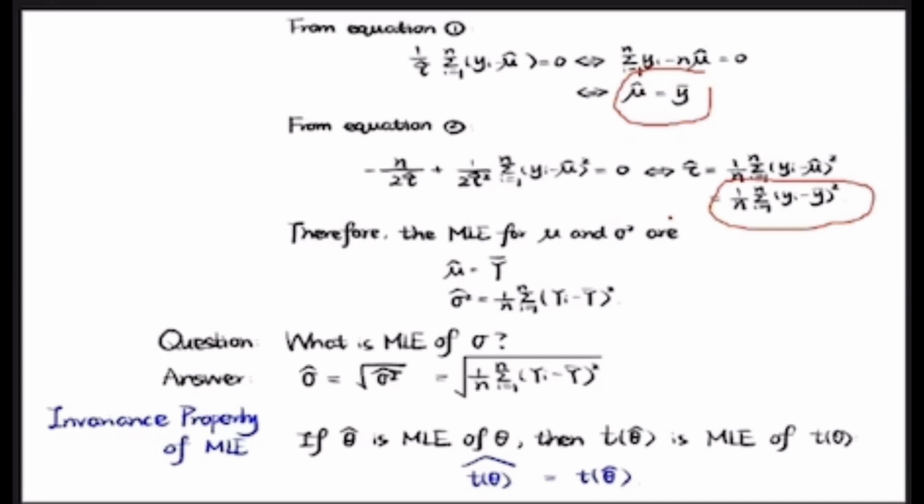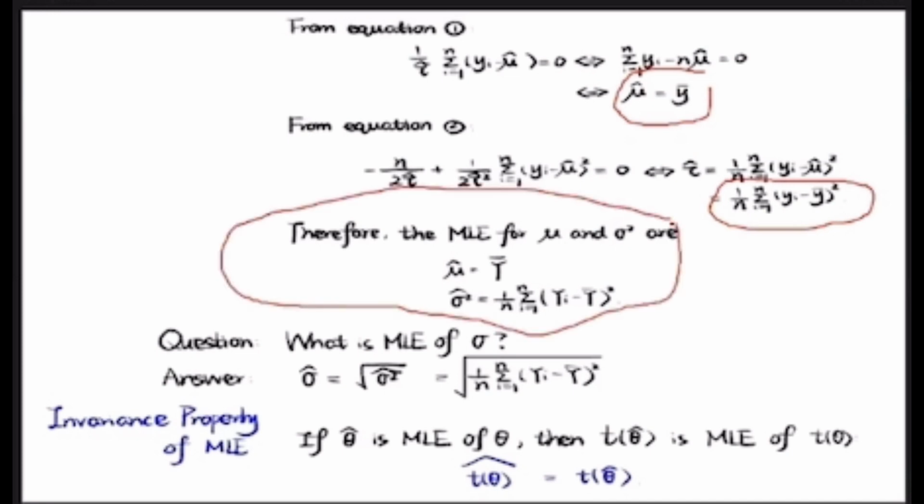Now, what is going to be the conclusion? The MLE, the maximum likelihood estimator for mu, is going to be Y bar. For sigma squared, it's going to be that expression. Now, if I know the maximum likelihood estimator for sigma squared, of course, I will be able to know the maximum likelihood estimator for sigma. The square root of the variance is sigma, so I can just take the square root of that. I'm done. Any question?